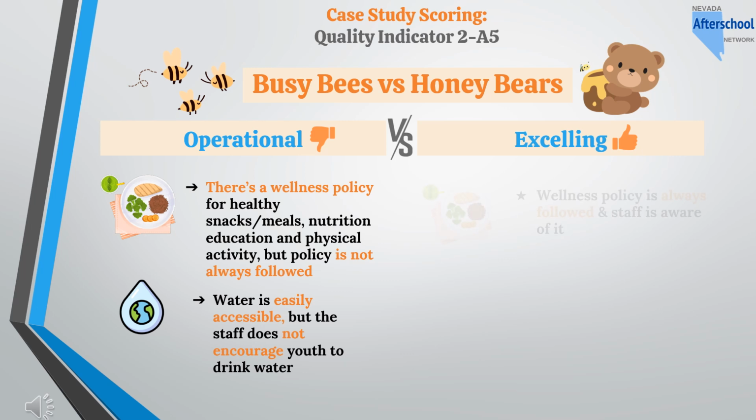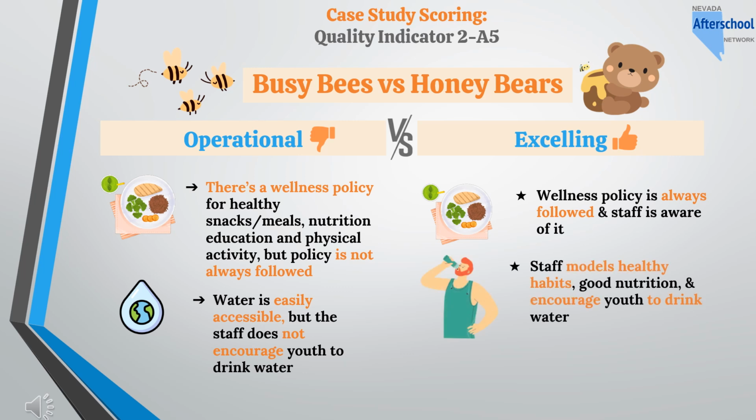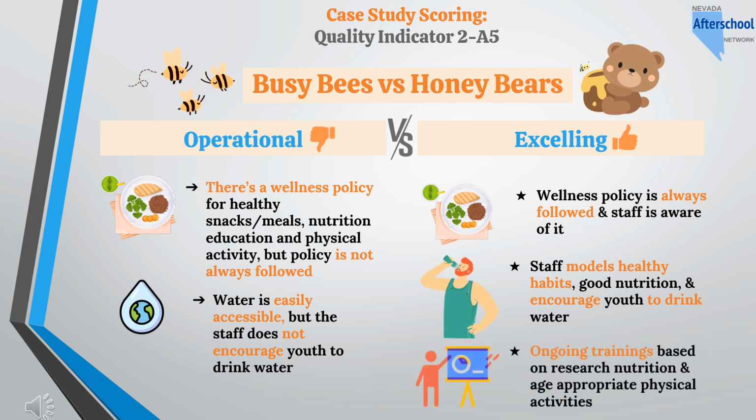Meanwhile, the Honey Bears, in the excelling category, may have a wellness policy in place that's always followed and the staff are all aware of. Their staff model healthy habits and good nutrition choices. They encourage the youth to drink water. And there is ongoing training based on research nutrition and age-appropriate physical activities.